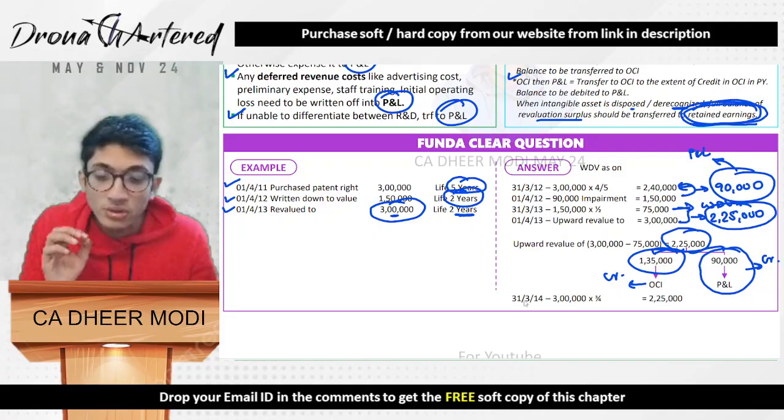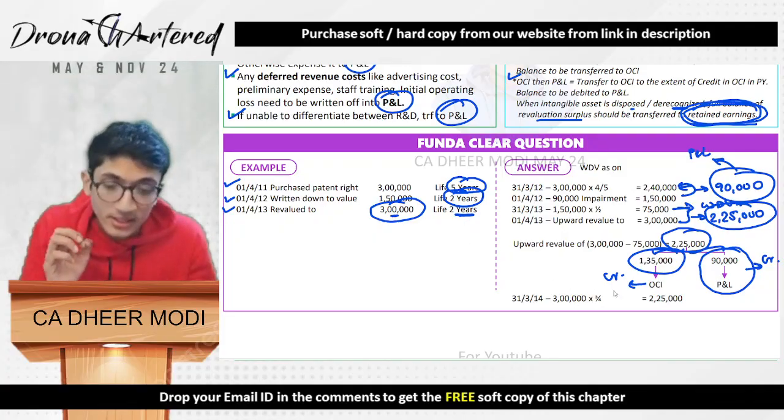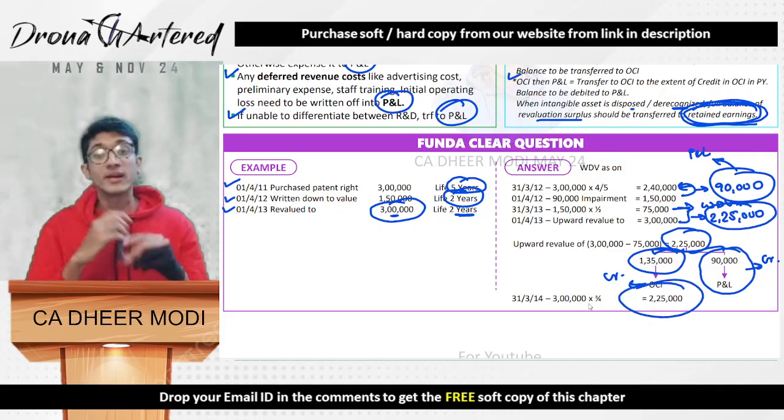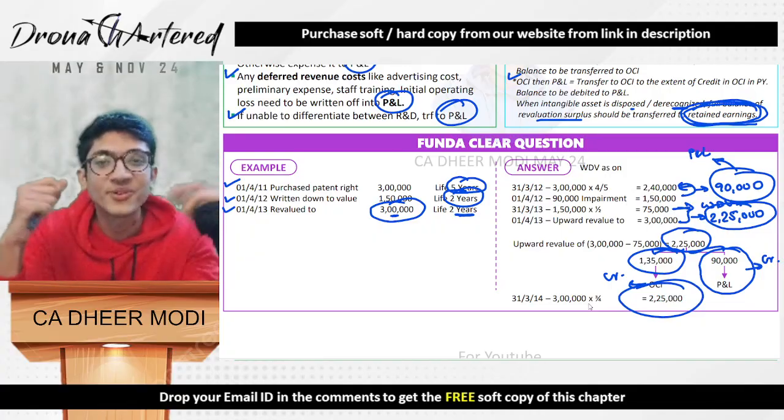And finally, on 31st March 14, since it will be 3 lakh into 3 by 4, this will be the WDV left, that is 2 lakh 25,000. And with this, we are done with this chapter. We are done with this question, and I will see you in the next one.